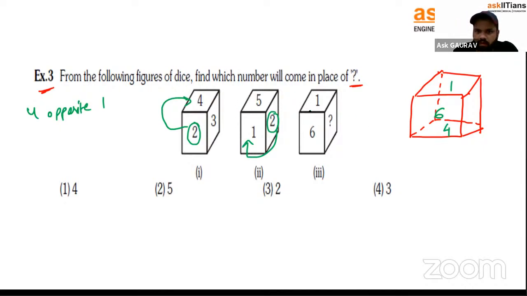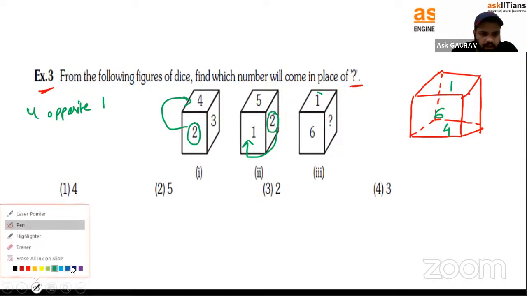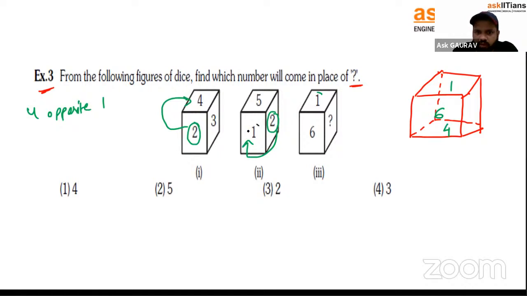Now see, in the second and third, what is common? 1 is common. It means the anti-clockwise to 1 is 2 here and the anti-clockwise to 1 is 6 there. It means 2 will be opposite to 6. So if 6 is at the front, then 2 will be at your back face, right? Now what is left?